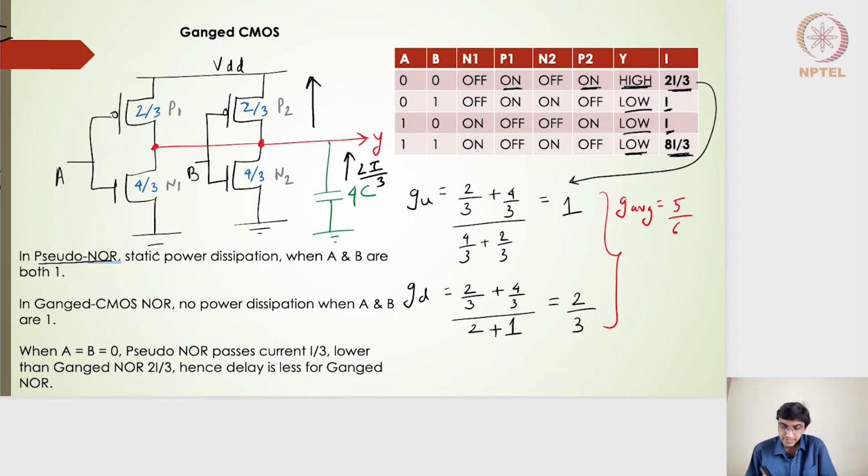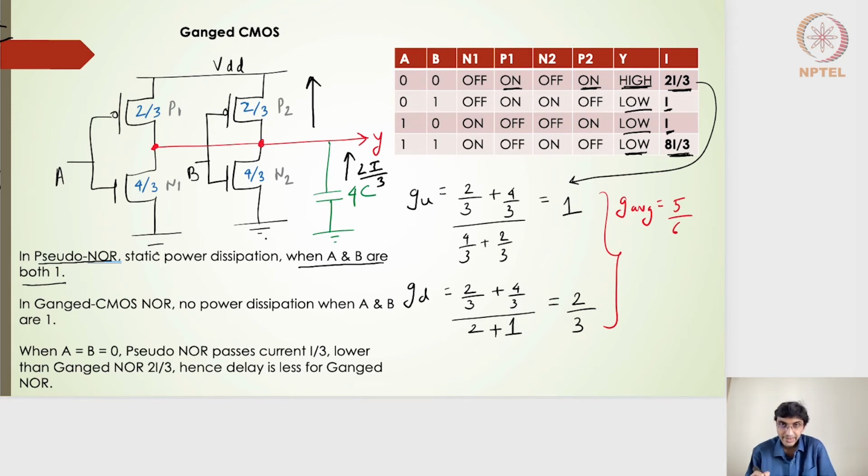All right. What I'm saying is when A and B are 1 here, I will get the current of 4I by 3 and then 4I by 3 here when both are 1. And in this particular Ganged CMOS, when A and B are 1, I will get a current of 4I by 3 and 4I by 3.